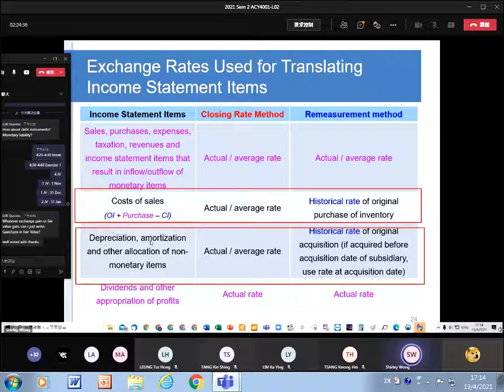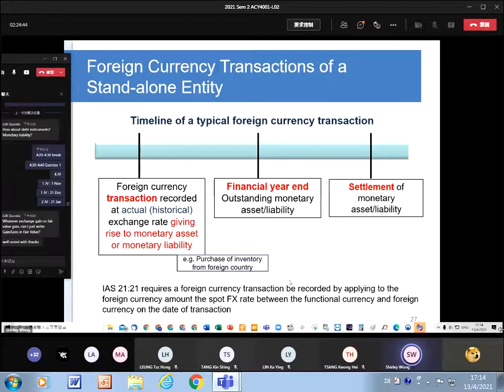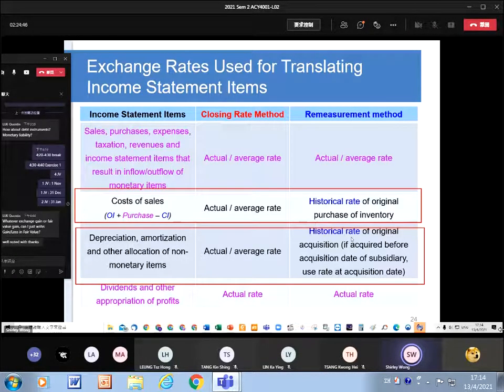The same applies to depreciation and amortization. Amortization and depreciation are actually to allocate the cost of the PPE. Remember, PPE is a non-monetary item carried at cost. Therefore, when we calculate the depreciation under the remeasurement method, we also need to use the historical rate. It will be more complicated. Assume that we have 5 intangible and tangible assets. Then all these 5 assets will need depreciation and amortization calculated, and all these fixed assets will be purchased on different days.